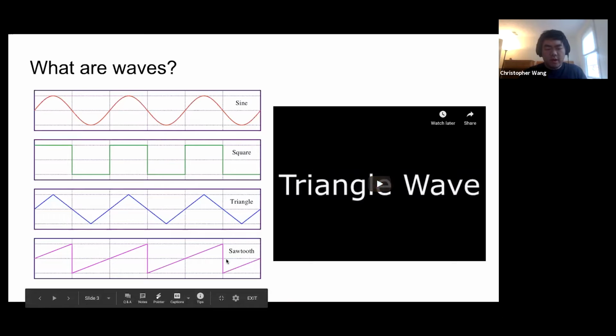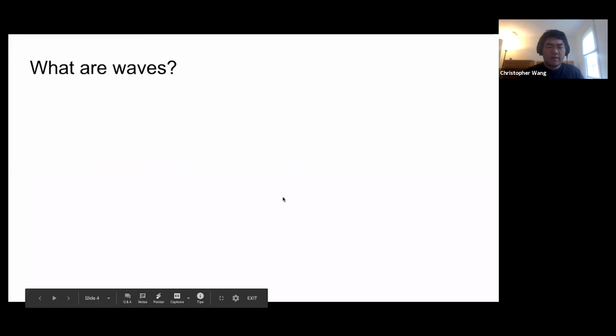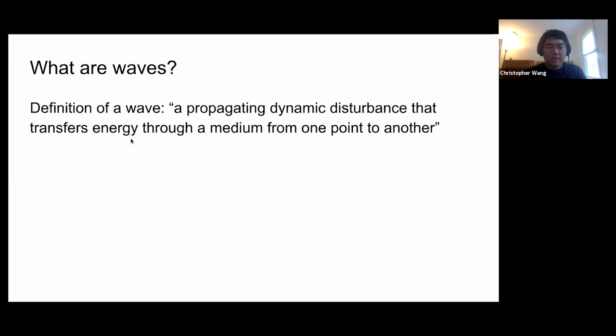But these might not fit your definition of what a wave is. So what really is a wave? What's the definition of a wave? One definition of a wave is a propagating dynamic disturbance that transfers energy through a medium from one point to another. Makes perfect sense? No, probably not. So let's take a look at what this really means.